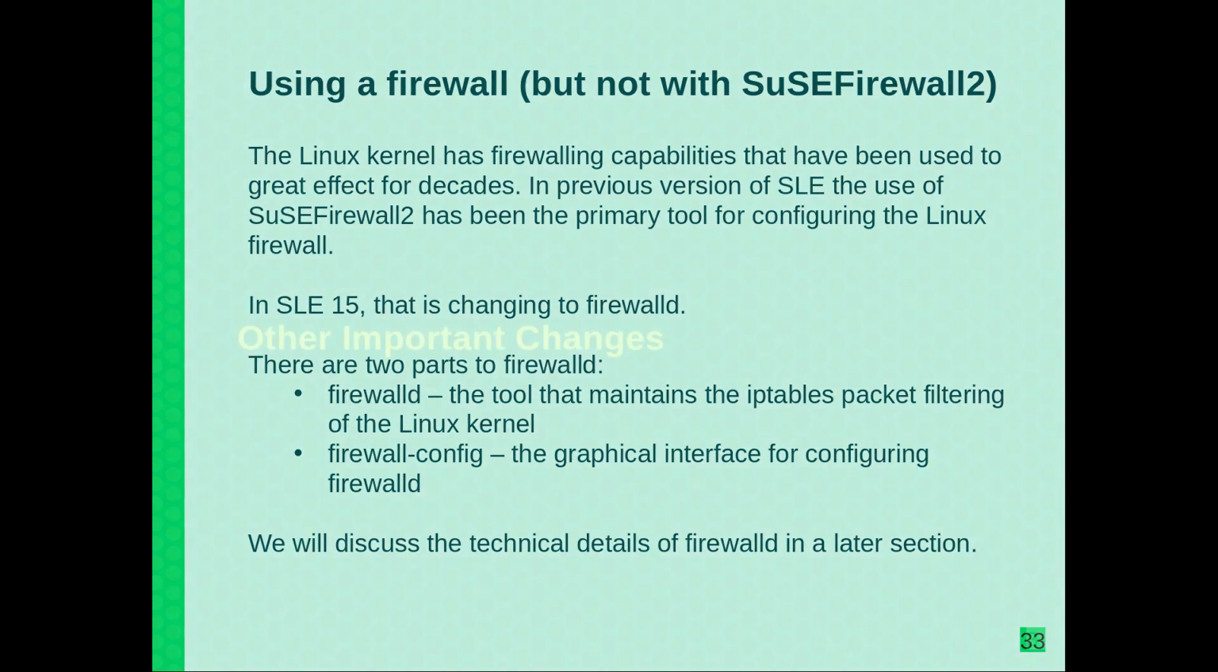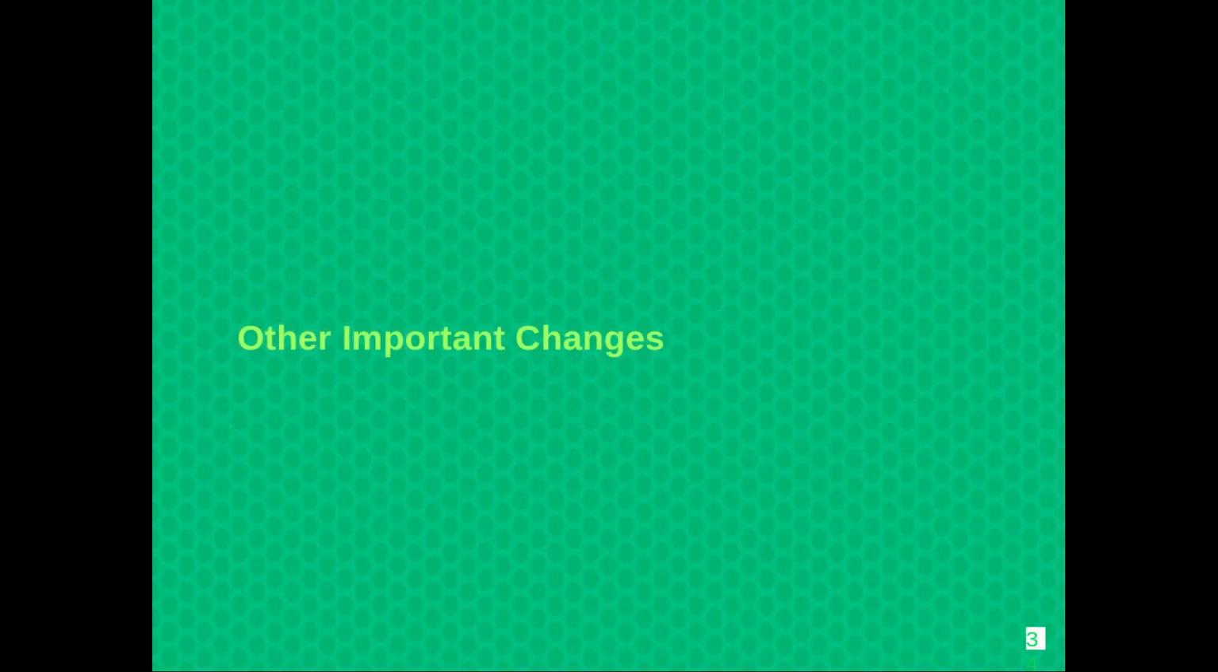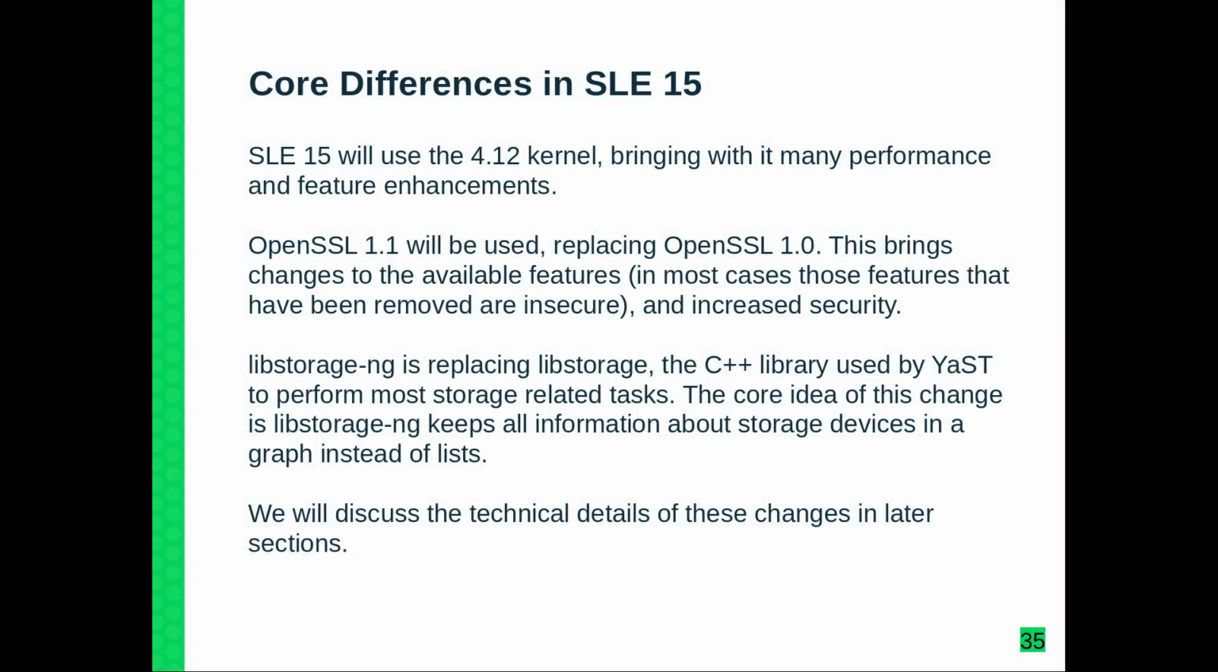We'll be discussing those later on as well. Now, there are some more changes that we have brought to the table with SUSE Linux Enterprise 15. We have the use of the 4.12 Linux kernel, which brings with it a bunch of performance and enhanced features. We have the use of OpenSSL 1.1. This also brings with it the deprecation and removal of OpenSSL 0.98 and the deprecation but still available through the legacy package of OpenSSL 1.0. We'll be talking about that later.